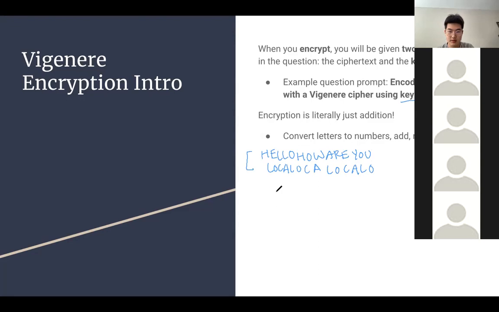So if this is row 1 and that's row 2, I'll just show the equivalent numbers. That's a 7 down here. And that's basically hello, how are you as numbers for our purposes. And then you want to do the same thing with the keyword. The keyword's going to be easier because it repeats after however many letters it is. So you don't even have to convert after a certain period. That's loca one time, and then I don't even have to look. I just repeat that same sequence over and over.